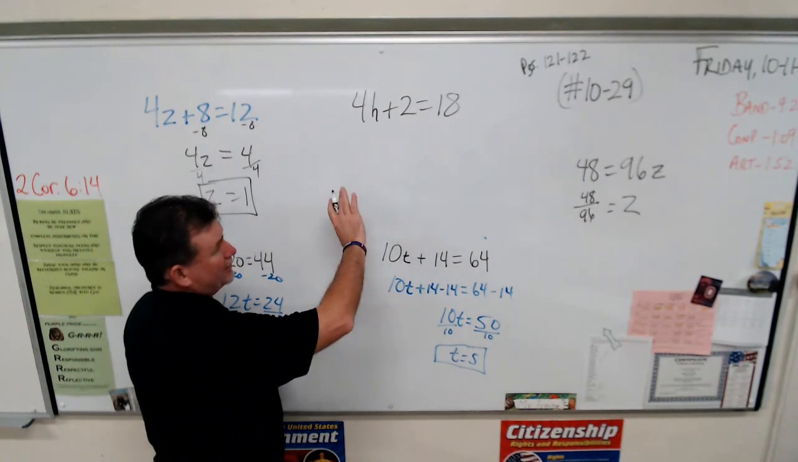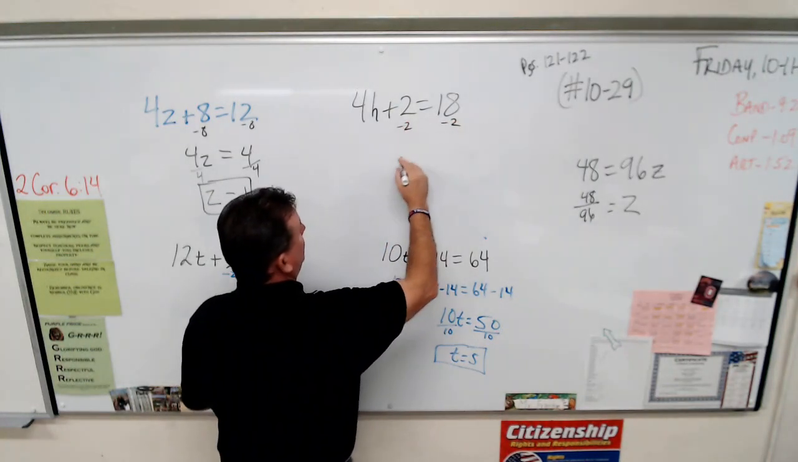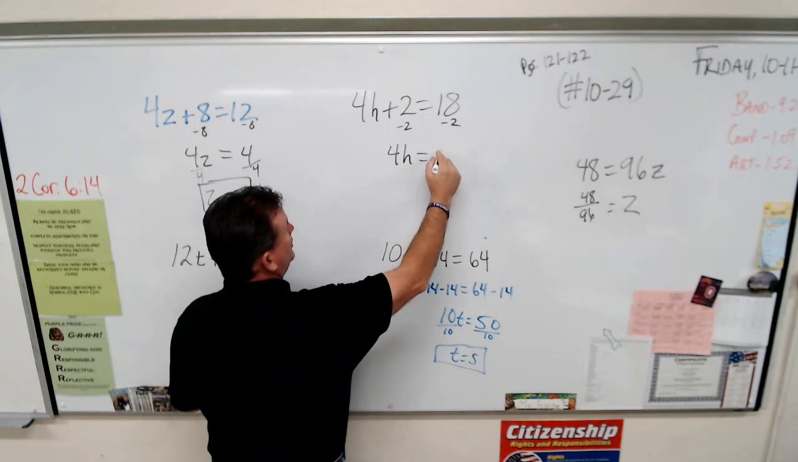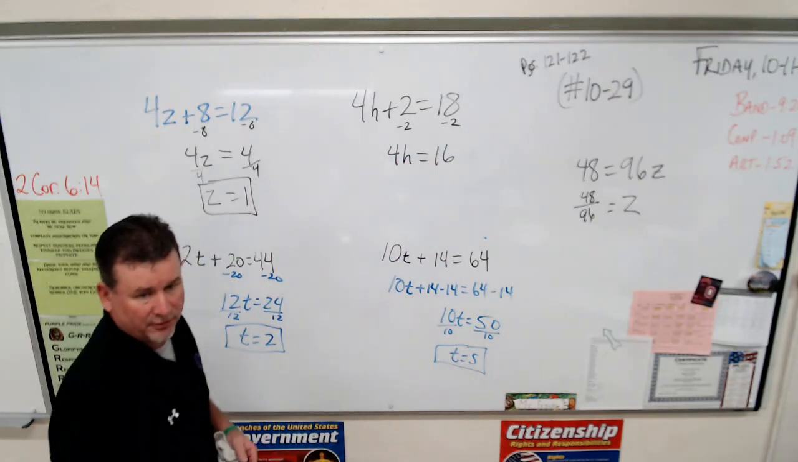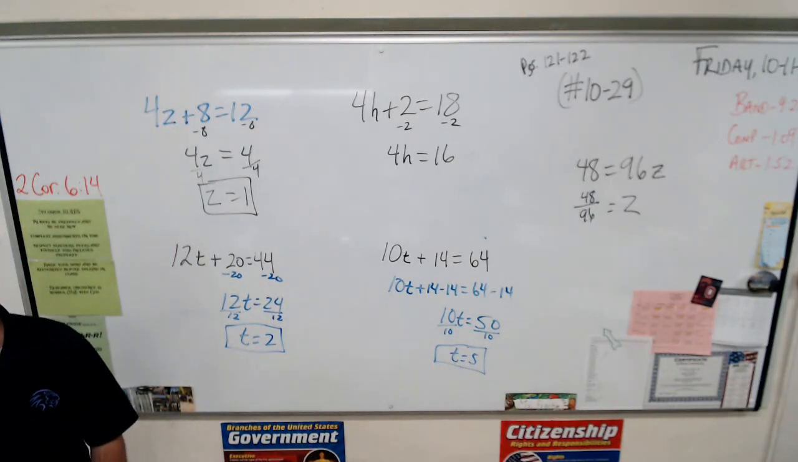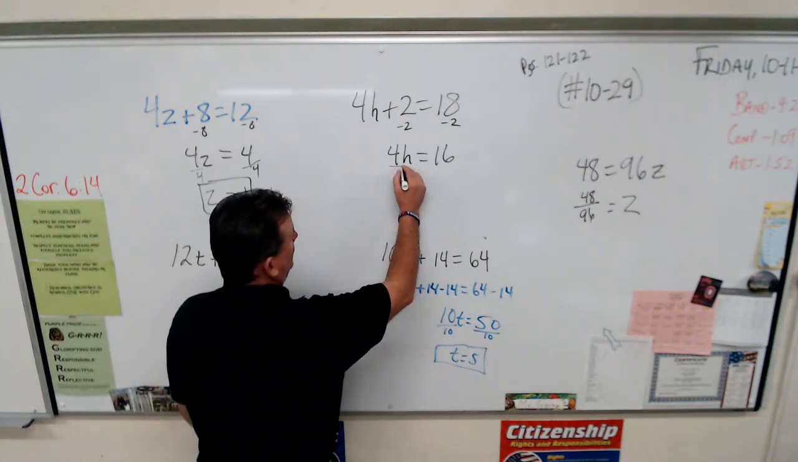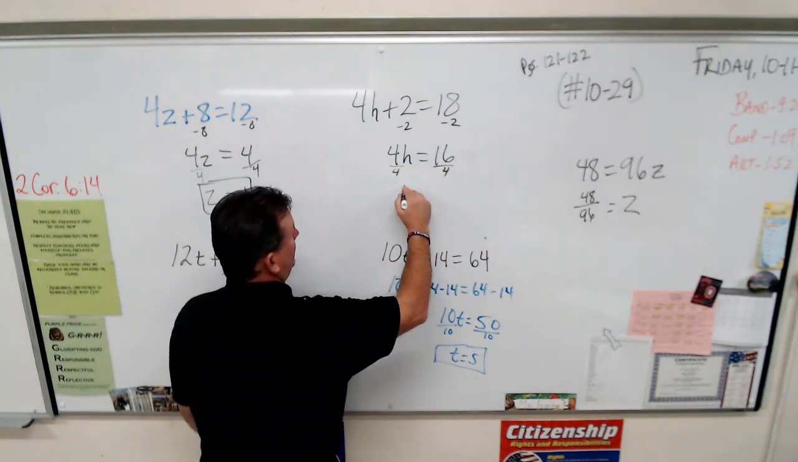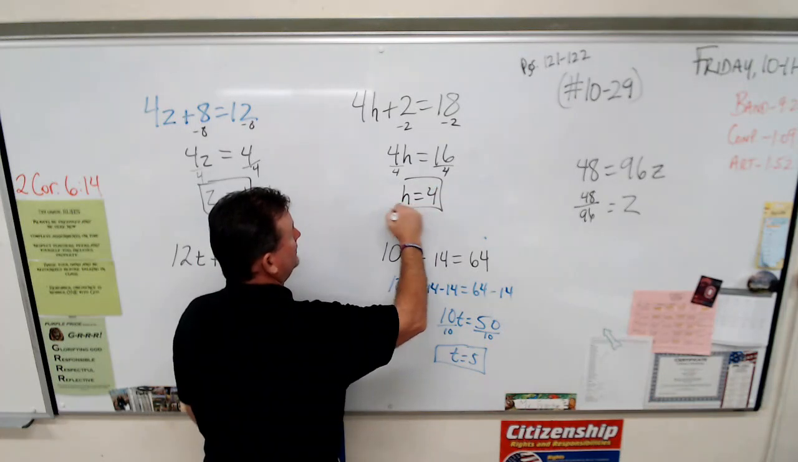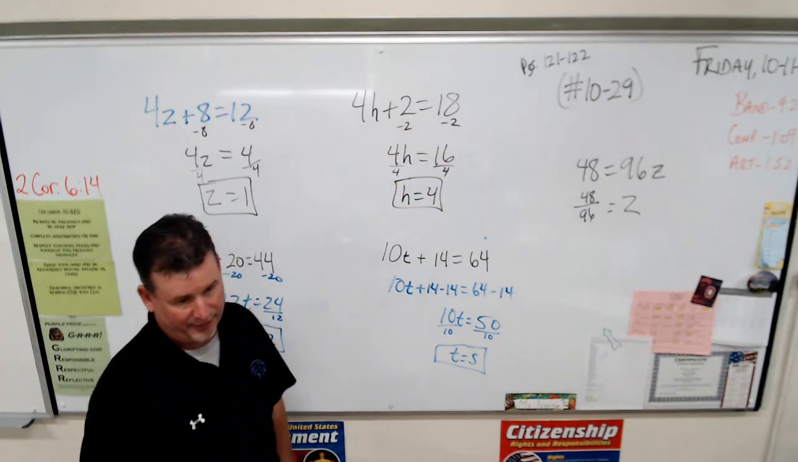So now I subtract 2 from both sides. What do I got? 4h equals 16. It's not 18 there, it's 18 minus 2. I subtracted 2. So now I divide by 4. h equals 4. Am I right? Yes. 4 times 4 is 16, plus 2 is 18.